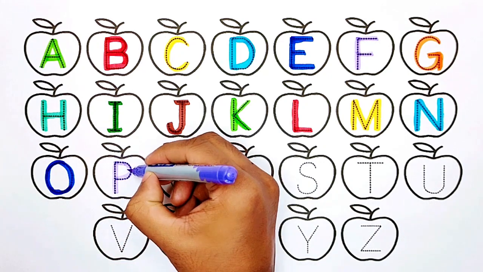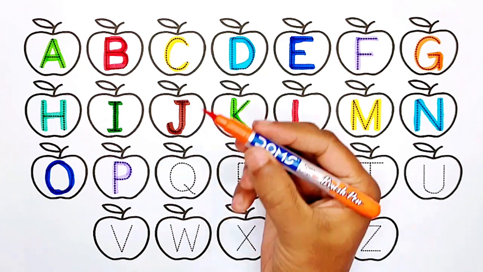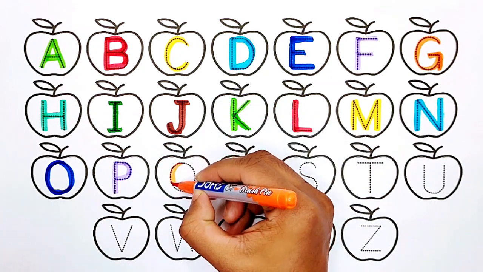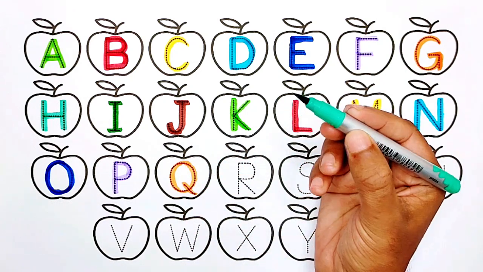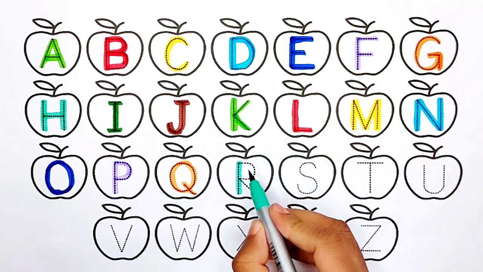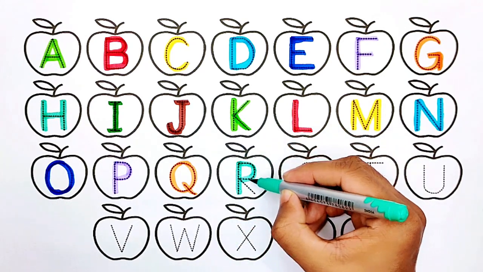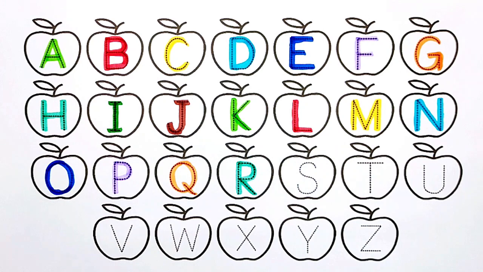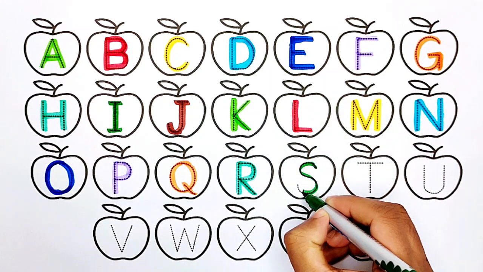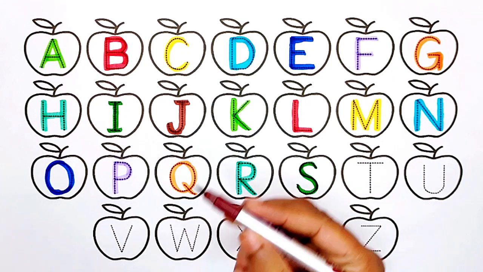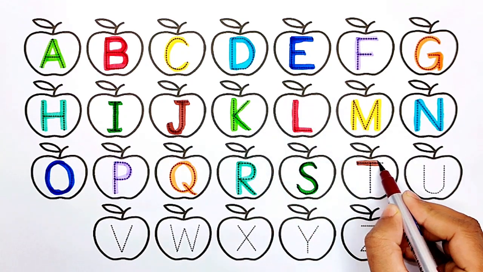P for pineapple. Orange color. Q for queen. Green color. R for rainbow. Green color. S for strawberry. Brown color.